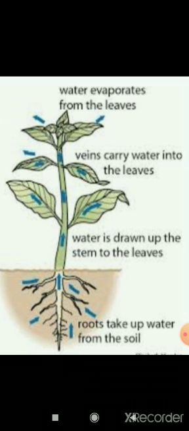This process we call transpiration. What is transpiration? The process of water passing out from the surface of a plant or leaf. This is called transpiration. When the trees are cut down, the amount of water vapor released decreases, and hence there is a decrease in the rainfall.